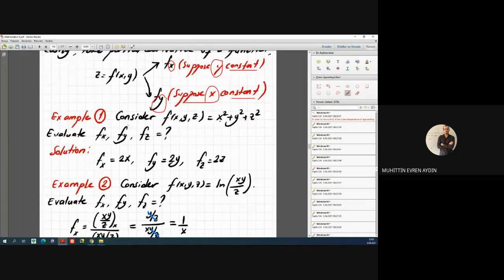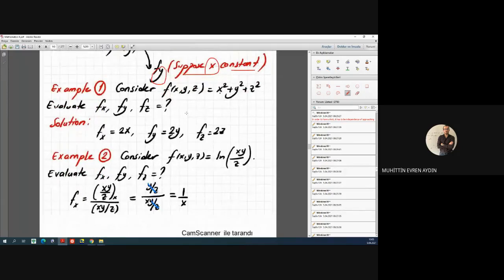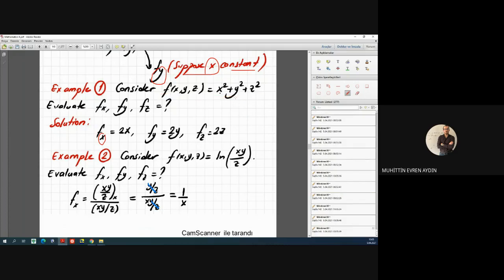Let's provide an example. Our function is x squared plus y squared plus z squared. Let's take the derivative with respect to x. Then we treat the variables y and z as constants. So the derivative of x squared is 2x, and the derivative of y squared plus z squared with respect to x is 0. So we have this.